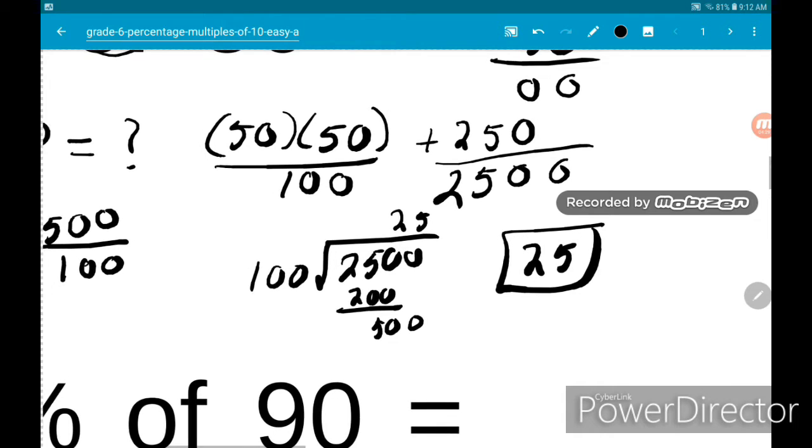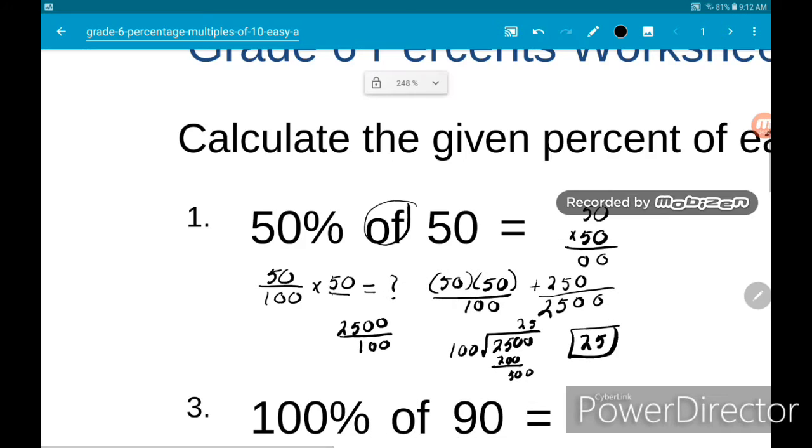Now, once you start doing a few problems, 50% is always half of something. That's why it's called 50%. And Nelson, 50% of anything is half of it. What's half of 50? 25. So anytime you're trying to find half of something, or 50% of something, it's just half of that amount. So what's half of 100? 50. So if we were to do 50% of 100, it would be 50.